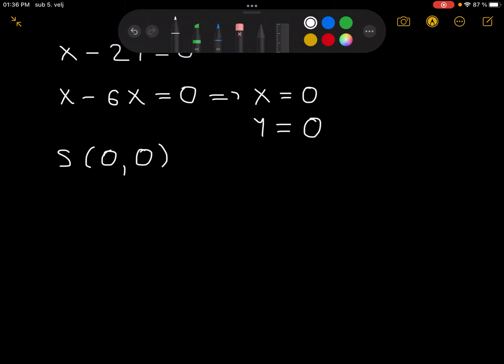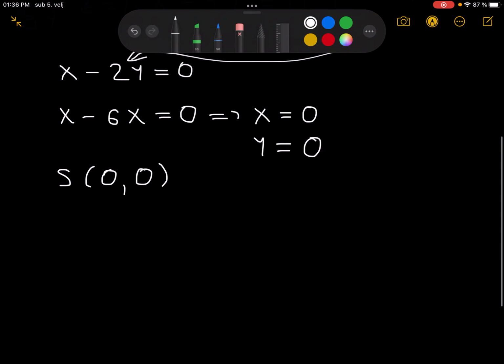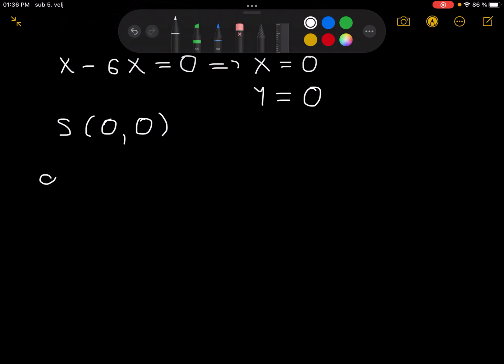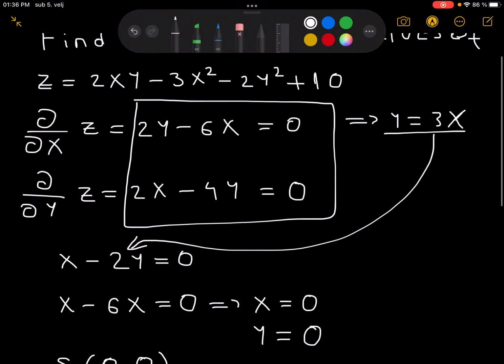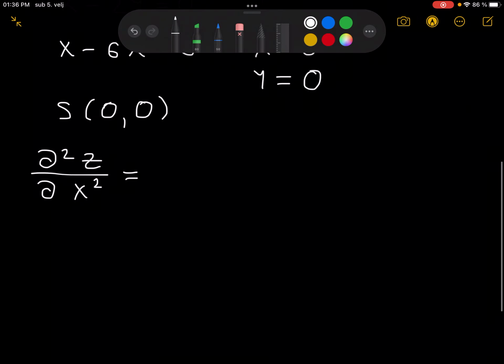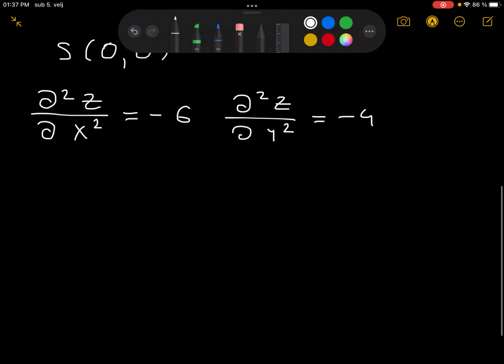Okay, the next thing that we have to do is find the second partial derivative of z with respect to x, which is equal to -6. Then we have to find the second partial derivative of z with respect to y, which is equal to -4.